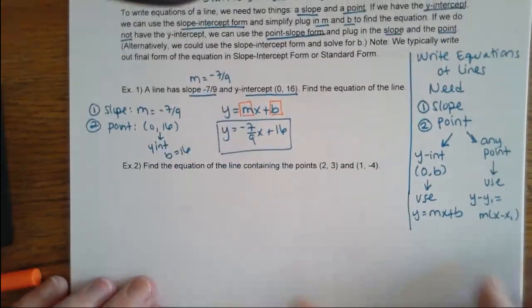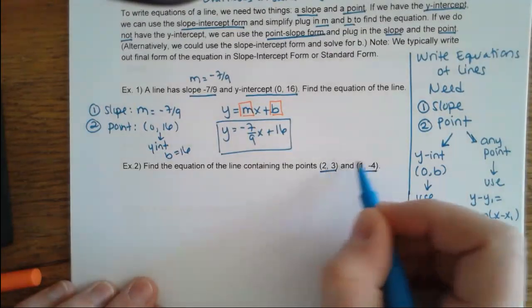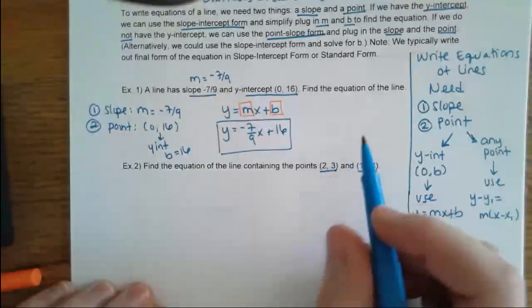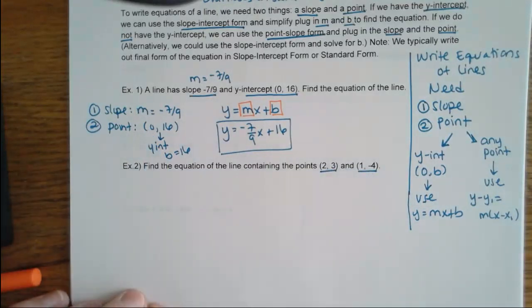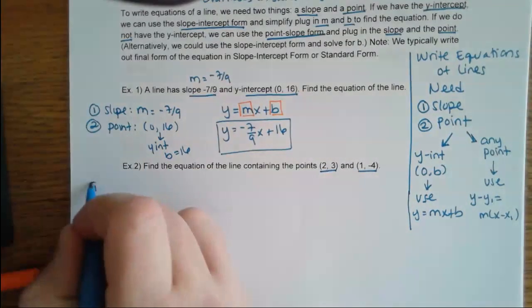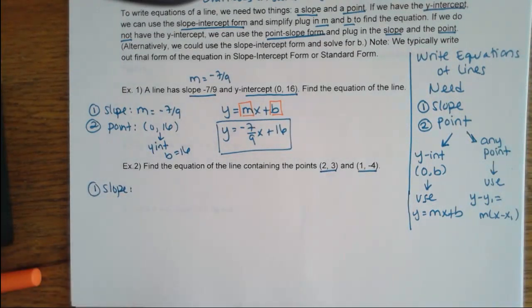For our other example, this one's much more complicated. So we are given 2 points here. Notice how neither is the y-intercept, right? It has to have a 0 in the x spot to be the y-intercept. These do not. So they're just other points on the graph. I still need a slope here, and it's not given to me, but you should have enough information to find it.